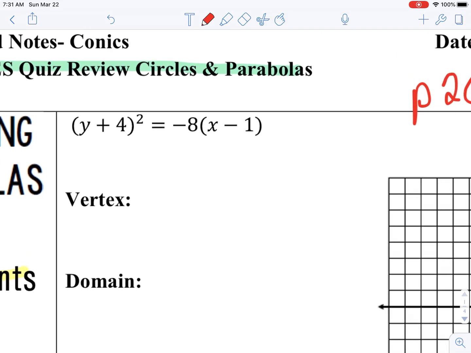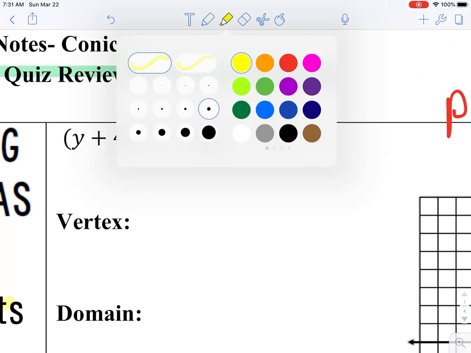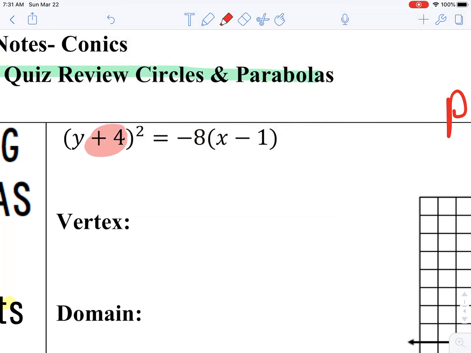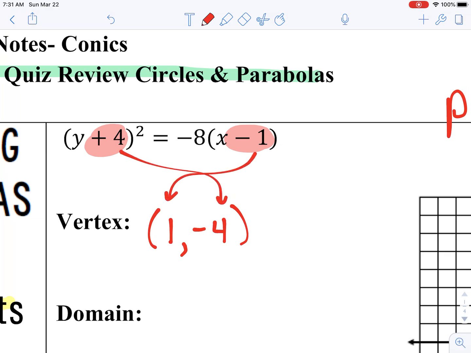This is where we first find our vertex. I want you guys to be careful and make sure that you're taking the opposite of both, but when you write your ordered pair, it's always the x-coordinate first. So what is the opposite of -1? That would be +1. And the opposite of 4 is -4. But just remember the x goes with the x and the y goes with the y.